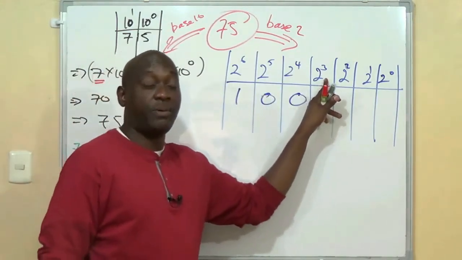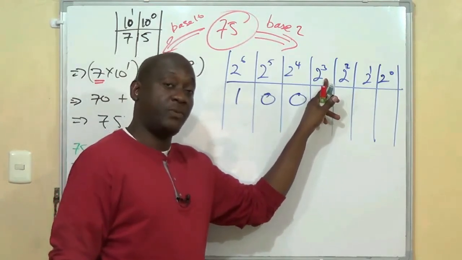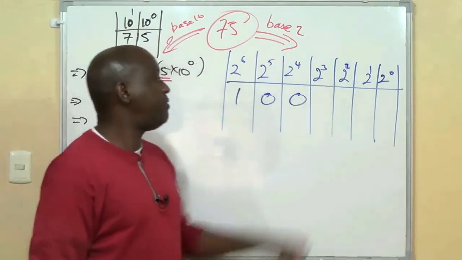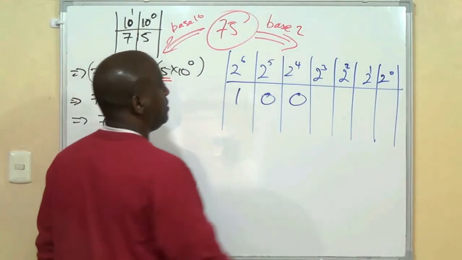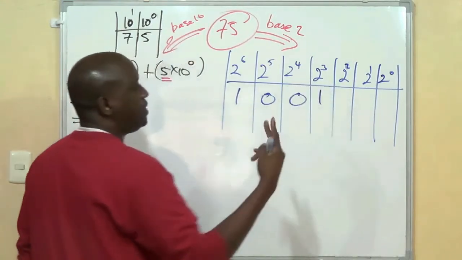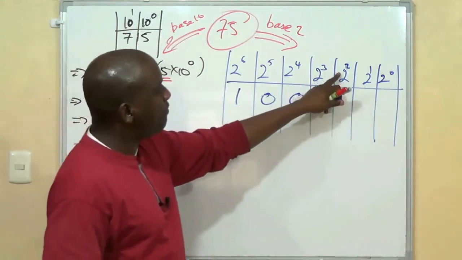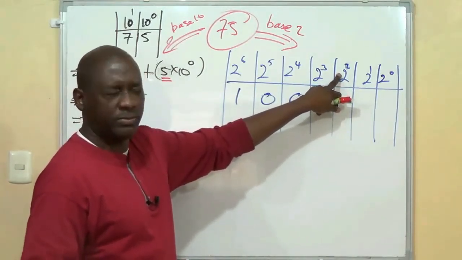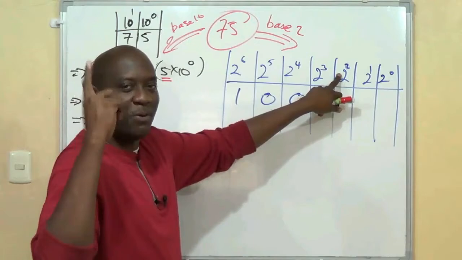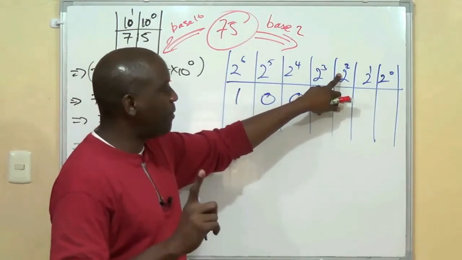2 to the power of 3 is 8. So we have something here now. So 11 divided by 8 is, guess how much? 1. With 3 as the remainder. 2 to the power of 2, sorry, is 4.